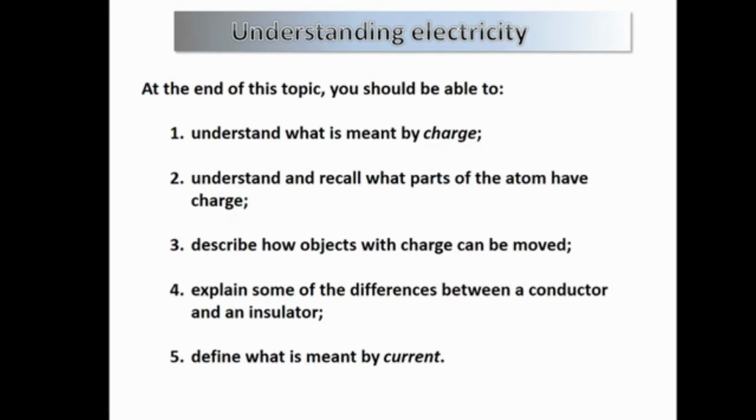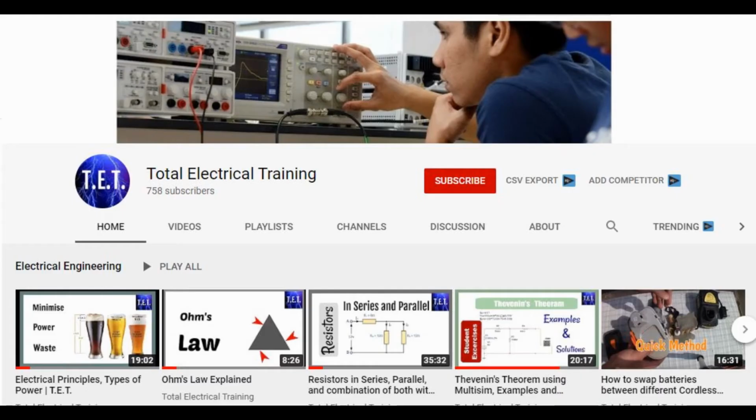This topic is about atoms and electrons and protons and all the particles inside them. By the end of this session, you should be able to understand what is meant by charge, understand and recall what parts of the atom have charge, describe how objects with charge can be moved, explain some of the differences between a conductor and an insulator, and define what is meant by current.